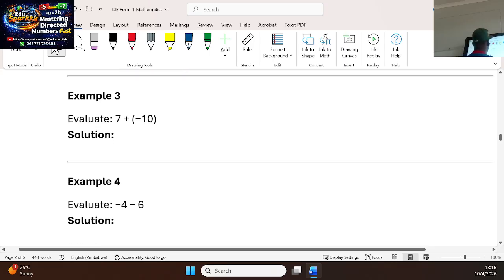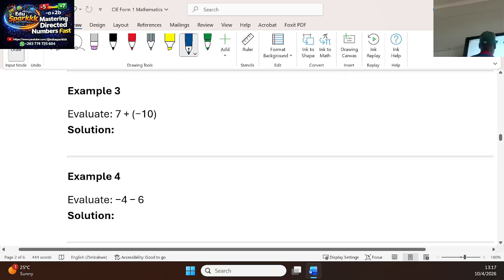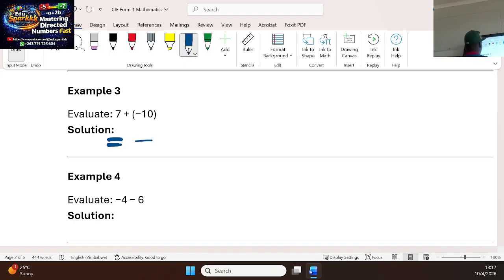Then moving on, we want to evaluate the next one. Here the signs are different. So our result is going to maintain the sign on the bigger value. The difference is 3. So that will be -3.